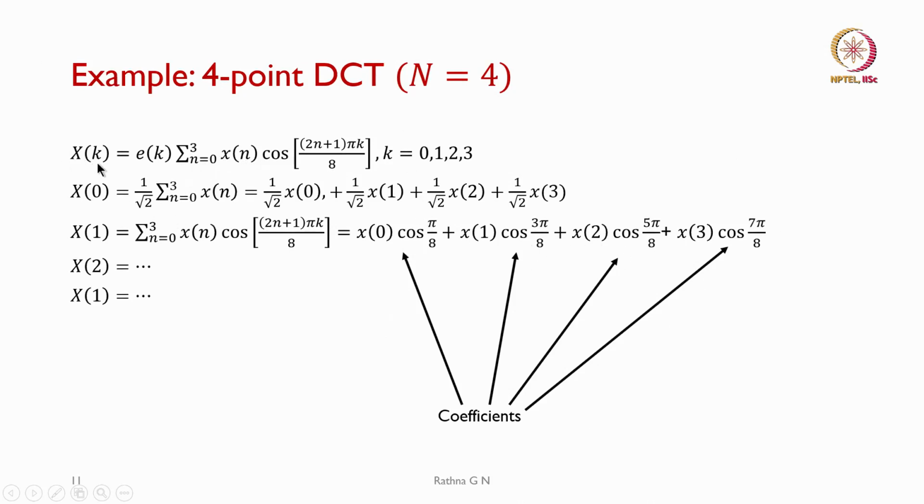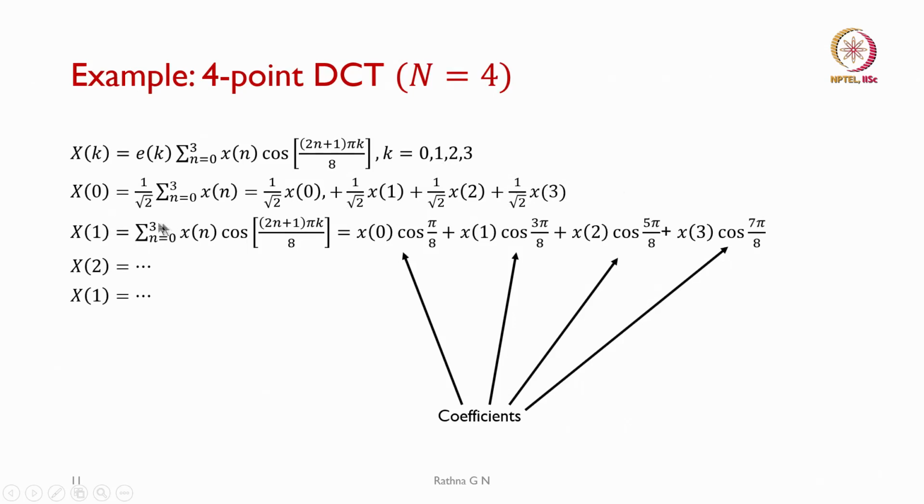Okay. So, the first is X of k is equal to the summation for n is equal to 0 to 3 of x of n, this equation, and k will be varying between 0 to 3. Now, X of 0, we know that it is 1 by root 2 summation of x of n, which is given by 1 by root 2 into x of 0 plus 1 by root 2 into x of 1, and so on, up to 1 by root 2 into x of 3. So, all the x of 0 to x of 3 has to be summed, and then we have to multiply by root 2 to get X of 0.